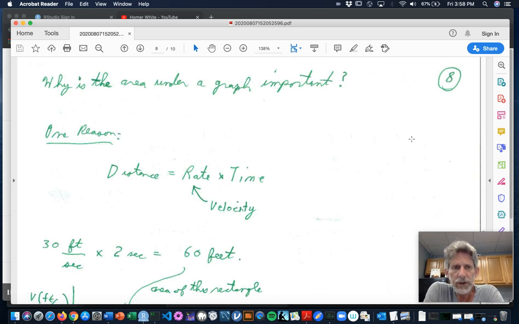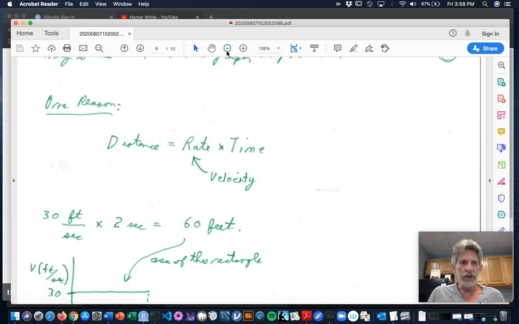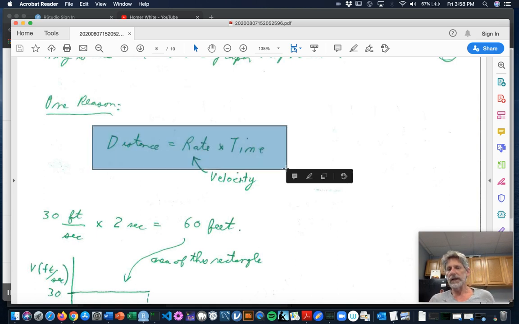But you're probably wondering by now, why is it important to be able to find the area under the graph of a function? Well, here's one reason that the textbook gives and that I want to emphasize too. Think about this old formula. Distance is rate times time. The distance you travel is the speed you travel at times the time that you spent traveling at that speed.